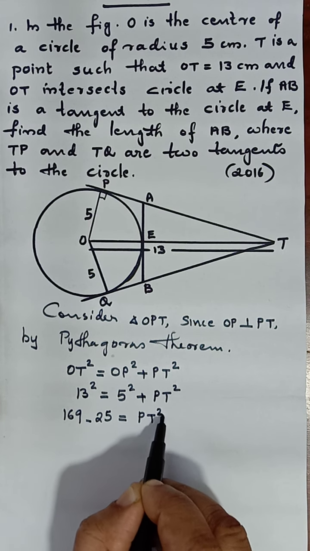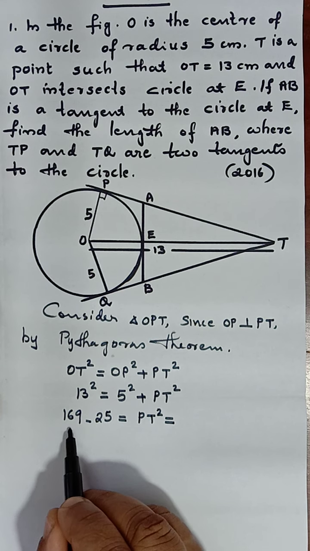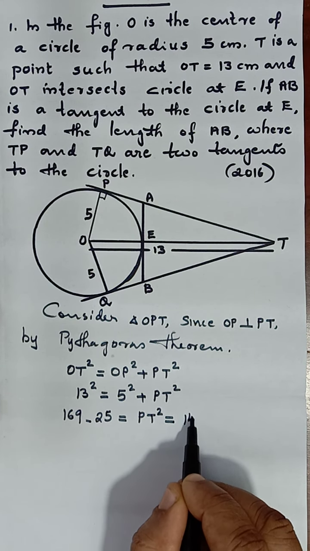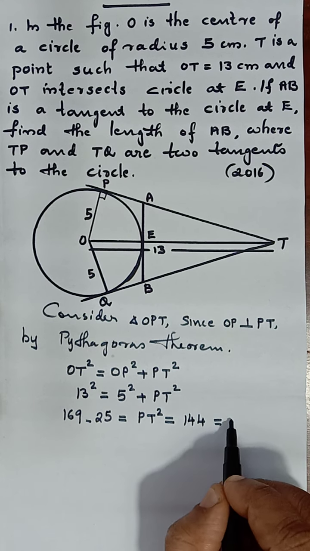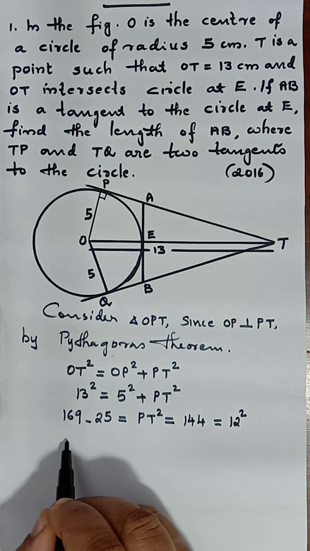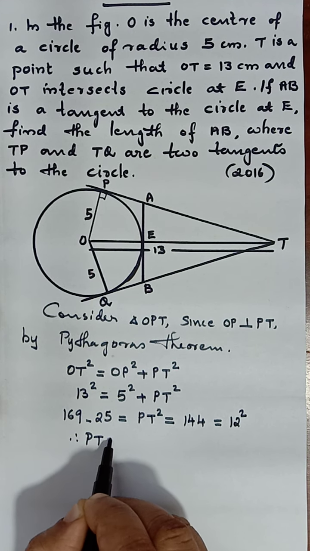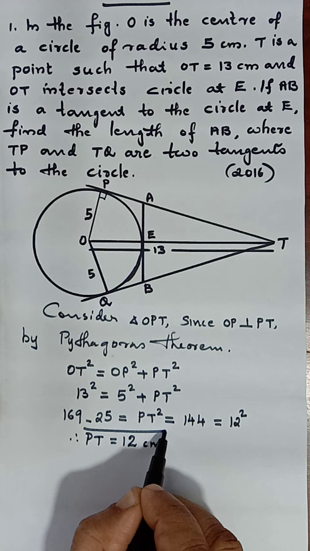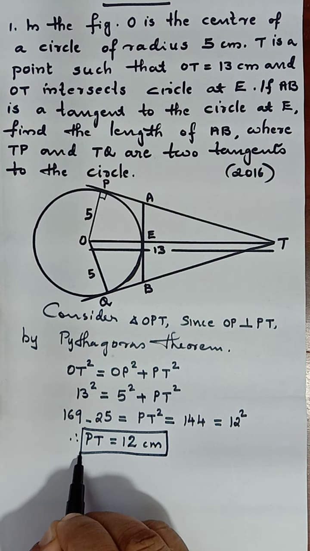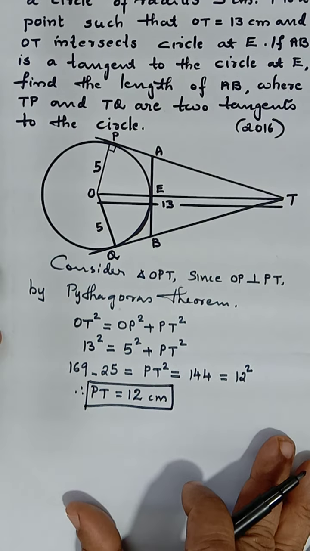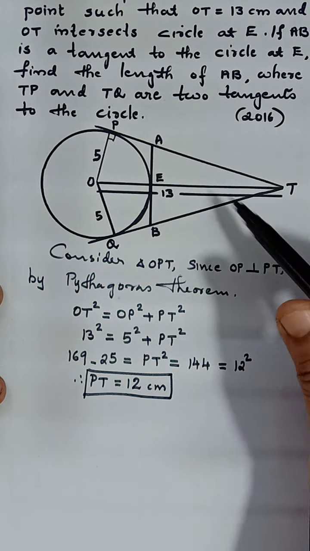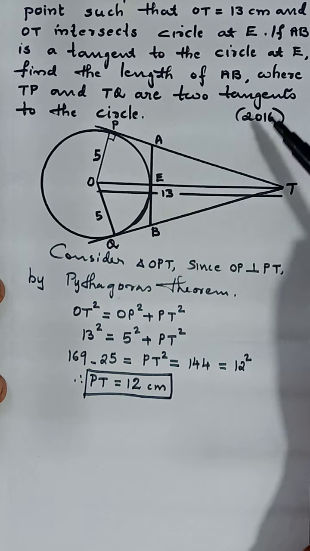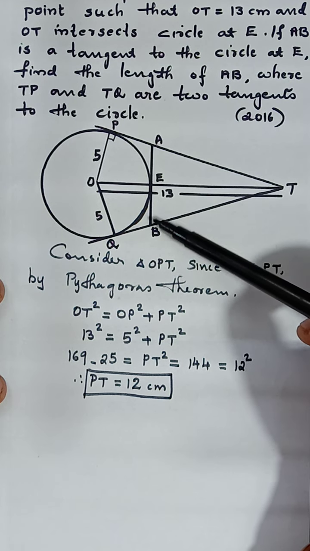On this side it will be minus 25. That's equal to PT square. What is that? 169 minus 25 will be 144. Isn't it 12 square? Therefore, PT equal to, we take positive 12. PT equal to 12 centimeter. It's an important point we got. Okay. If PT is equal to 12 centimeter, we have to find out how much is the length of AB.